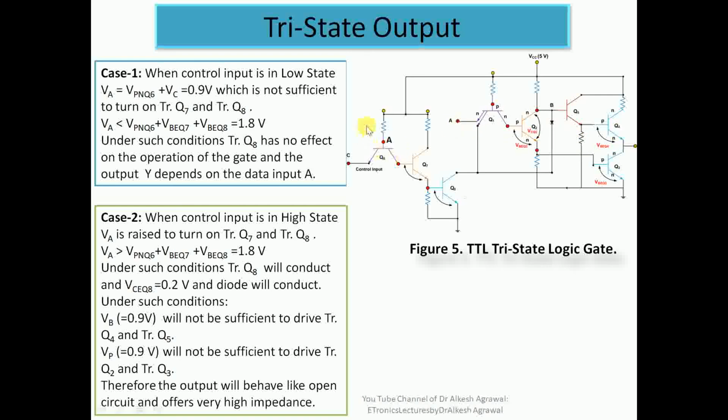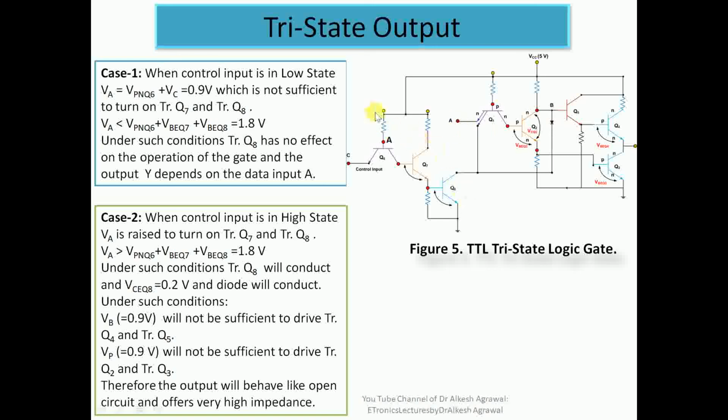In the first case, we said that when control input is low, it has no control over Q3 and Q4. So in this case, we'll explain that when this input is low, you can see the potential at this point will not be enough to drive Q2 and Q3 into on, so they will be in cutoff mode, and output will be pulled up to high. Whereas when this input is high, the potential at this point will be sufficient to drive Q2 and Q3 into on state, and in that case the output will be low. So when control input is low, output depends upon the inversion of input A.